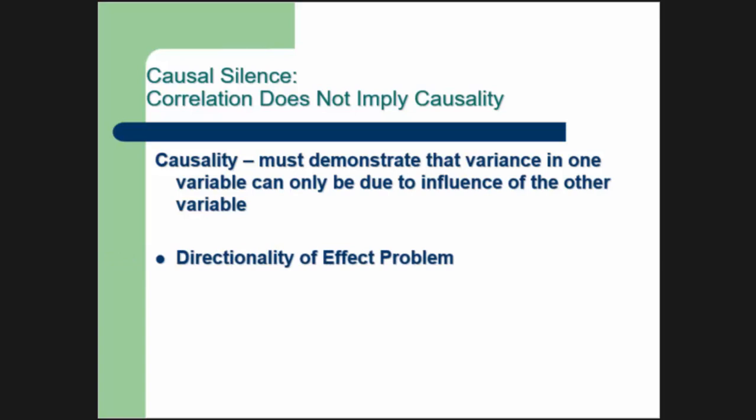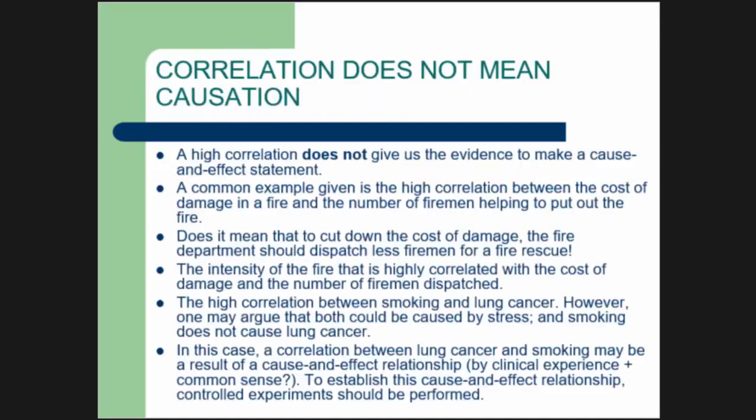It depends on the design. And it also does not show you the direction. And there are always issues of the third variable problem. For example, you have a high correlation between the cost of damage in the fire and the number of firemen helping to put out the fire. So to cut down the damage of the fire, should you send fewer firemen? Because the number of firemen you send is based on how big the fire is. The bigger the fire, the more firemen that you send.